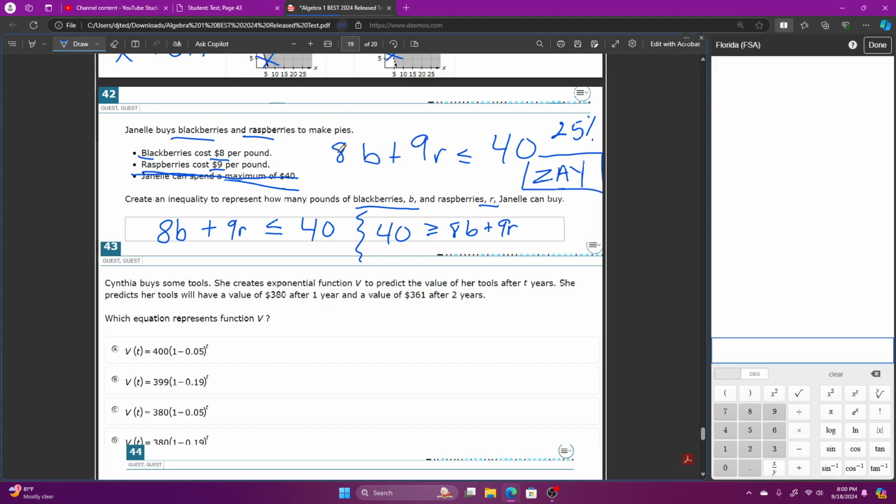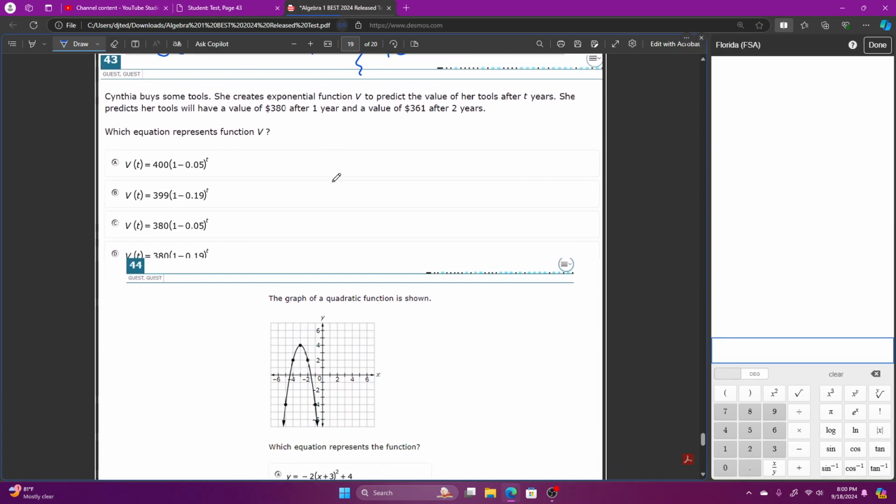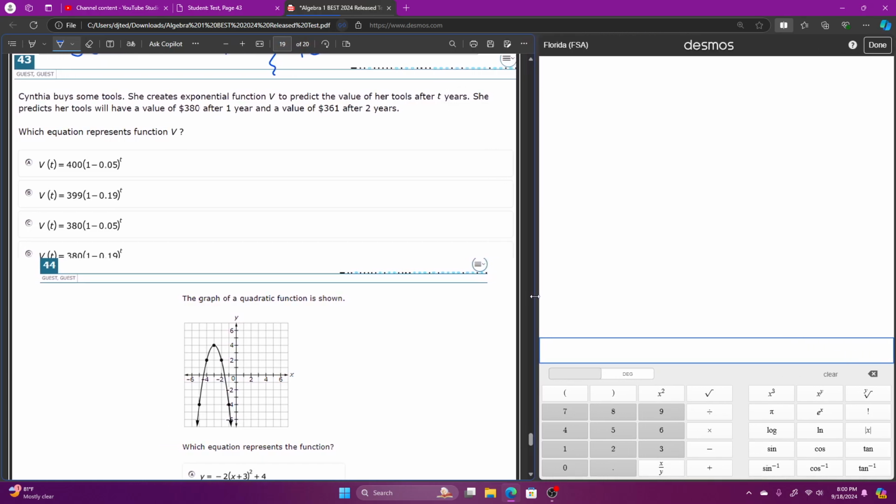And then question number 43 says, Cynthia buys some tools. She creates exponential function v to predict the value of her tools after t amount of years. She predicts her tools will have a value of $380 after 1 year and a value of $361 after 2 years.